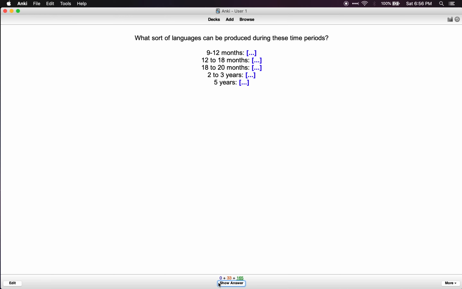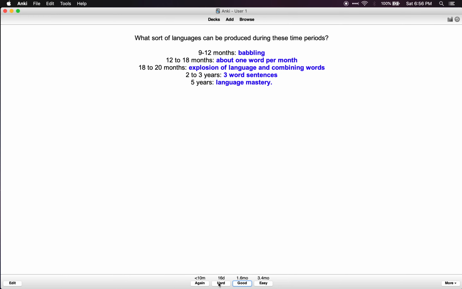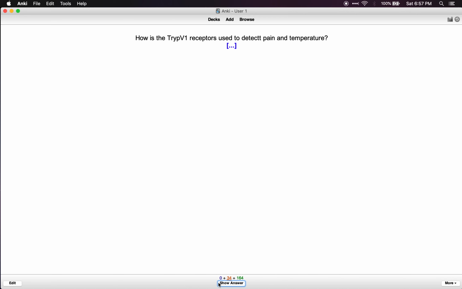What are the stages of language development? At 9 to 12 months, babbling. At 12 to 18 months, one word per month. Then an explosion of language and combining words. At 2 to 3 years, three-word sentences like I love you. By 5 years of age, language mastery.